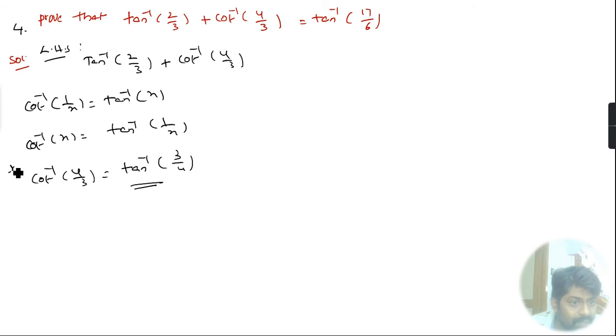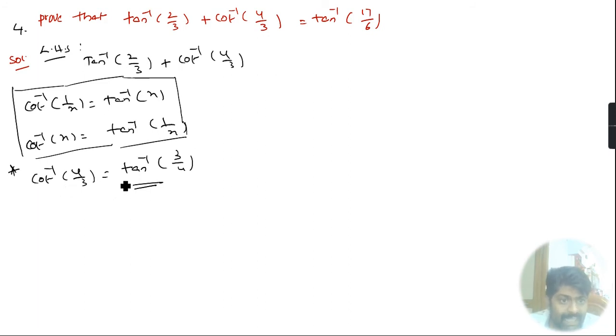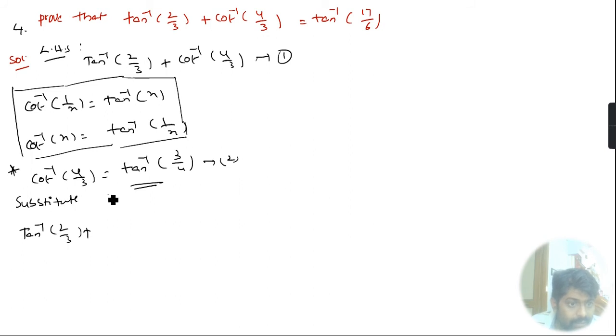This is the important one. So cot inverse of 4 by 3 can be written as tan inverse of 3 by 4, this is a basic formula. So therefore that is tan inverse of 2 by 3. If I am taking this as 1 and this as 2, substitute 2 in 1, and this is equal to tan inverse of 3 by 4.